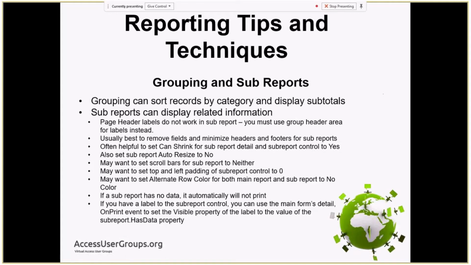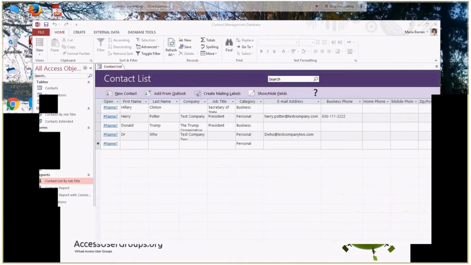Other reporting tips and techniques. There are two very powerful utilities in Access reports, and one of those is grouping, and the other one is subreports. To talk about grouping first, it's fairly simple, but in Access grouping, you can group a report to sort records by category of some kind and to display subtotals.